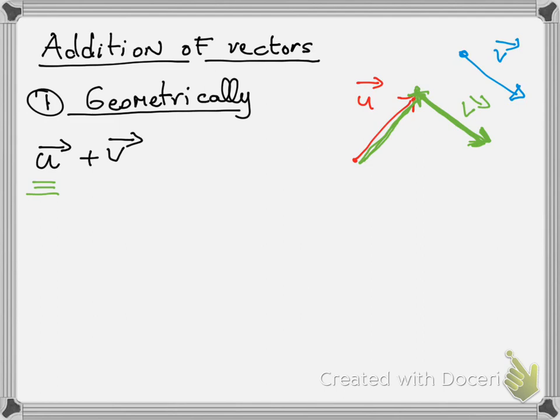Then the vector u plus v would be: you take the initial point of u, you take the terminal point of v, and u plus v would be this vector here. So this is actually u plus v. So again, you start at u. Okay, let me do it again.